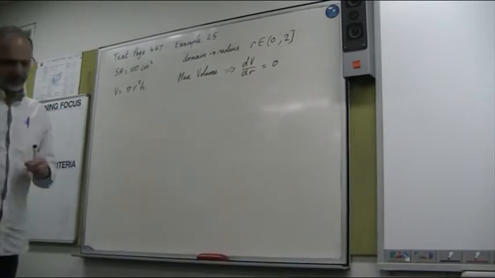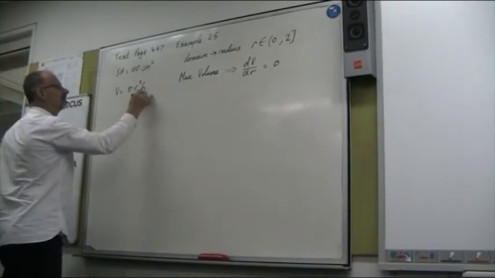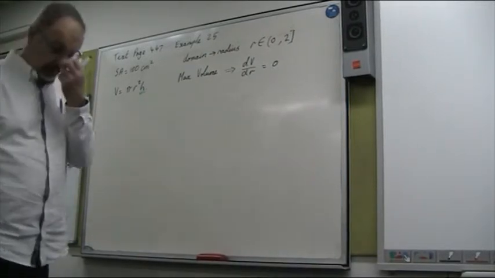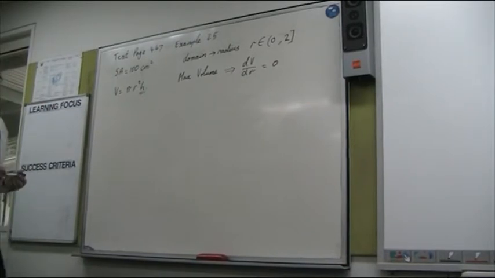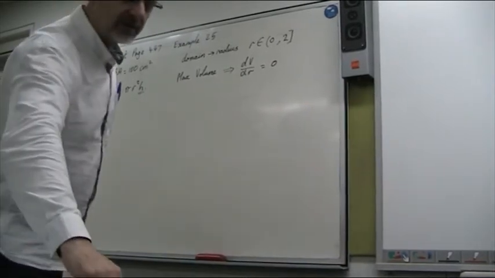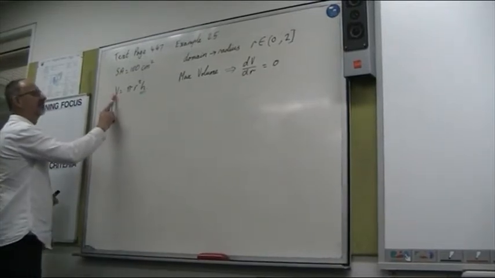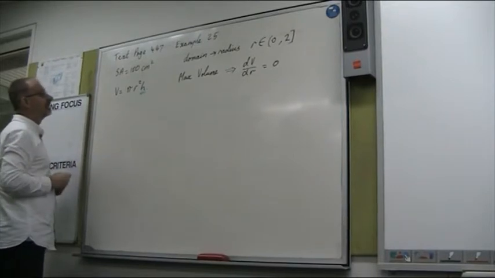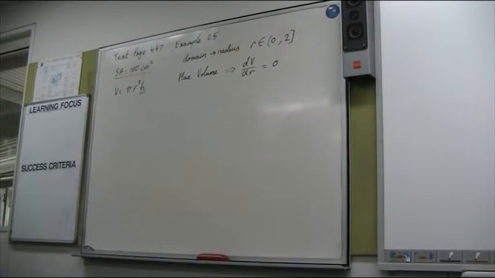We've got a bit of an issue at the moment in that we've got the height here. So we need to somehow get something that's going to help us with that height, because we only need volume and radius, and I've got volume, radius and height. And that's where the surface area comes in.